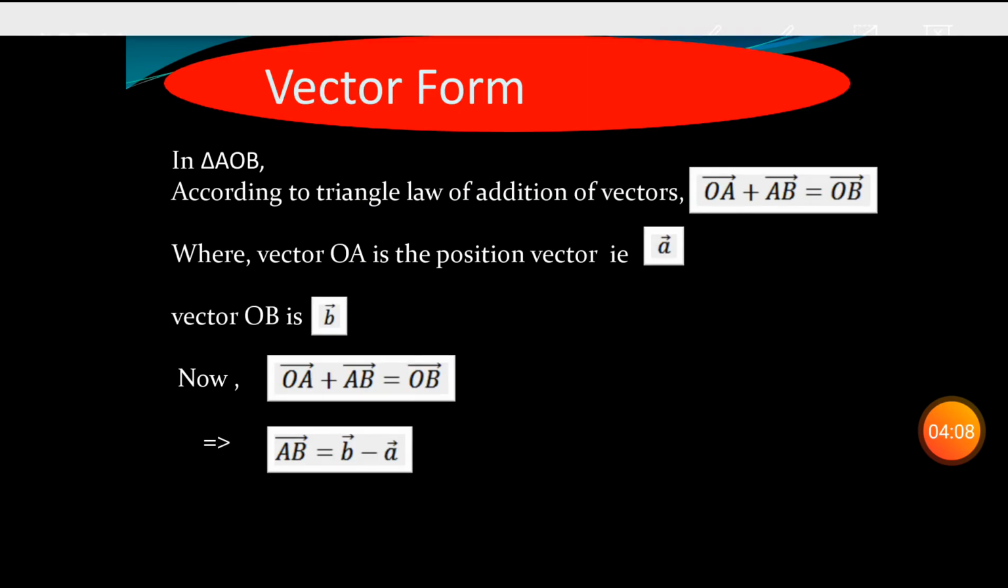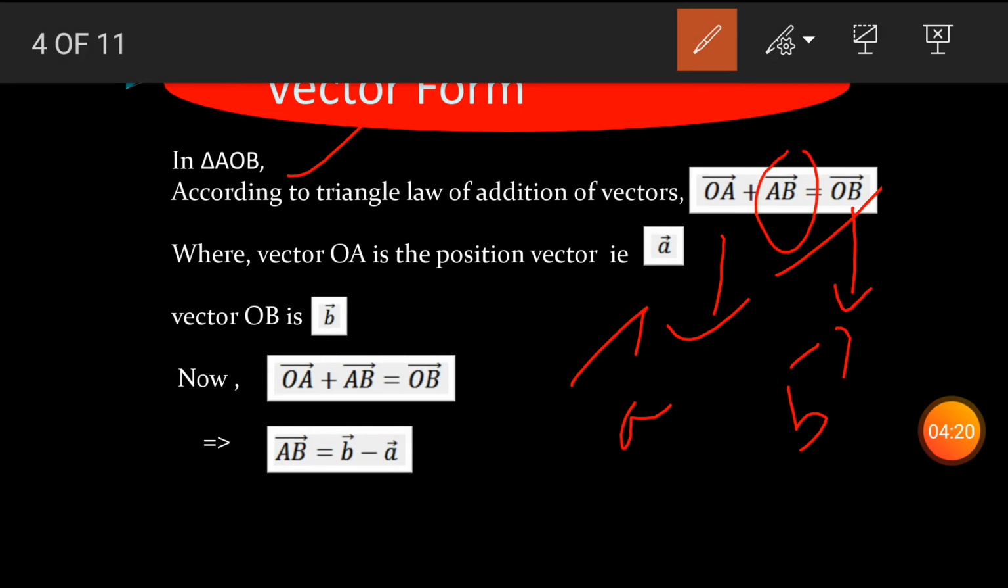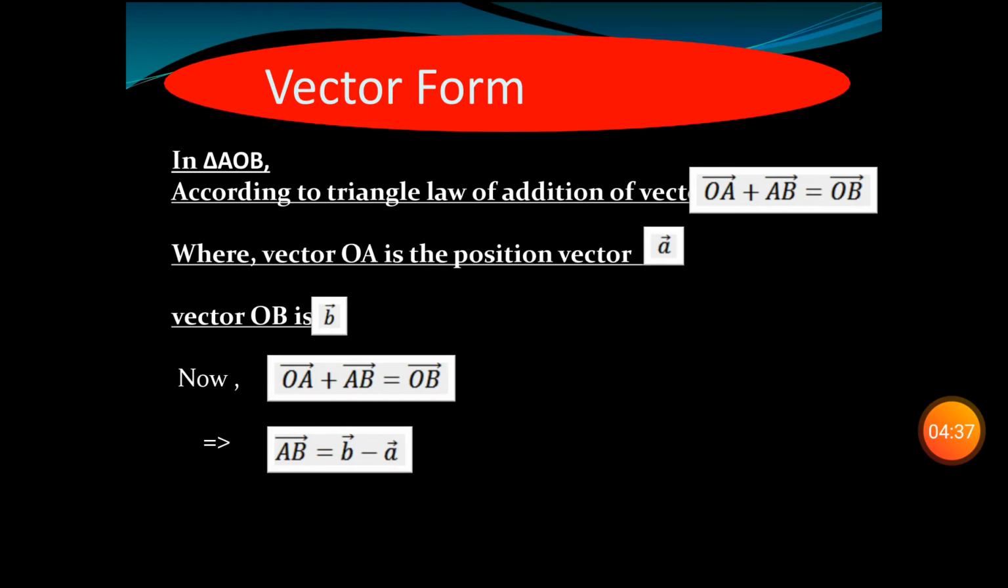As I told you, we first consider the triangle AOB and we get this relation. As we know, OB vector is our B vector and OA vector is A vector, so obviously AB vector will be B minus A vector. Again I am highlighting this point. First we considered triangle AOB, and according to the triangle law of addition of vectors we have written OA plus AB equals OB. OA is A vector, OB is B vector, so the result is AB equals B minus A.